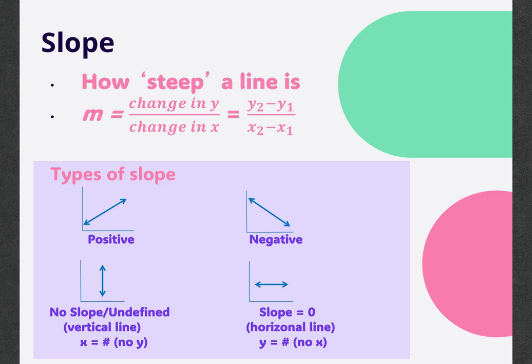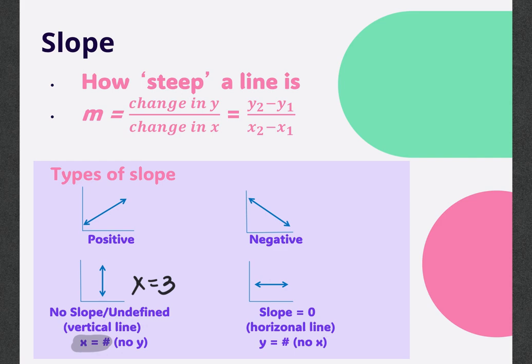There are 4 types of slope. As I move from left to right, if it is increasing, then it is positive. If it is falling as you move from left to right, it is negative. If it is a vertical line, then there is no slope, or undefined slope. And the equation of a vertical line is x equals a number with no y. So if I said x equals 3, immediately you would know that this is a vertical line running through the point where x is 3, and the slope is undefined.